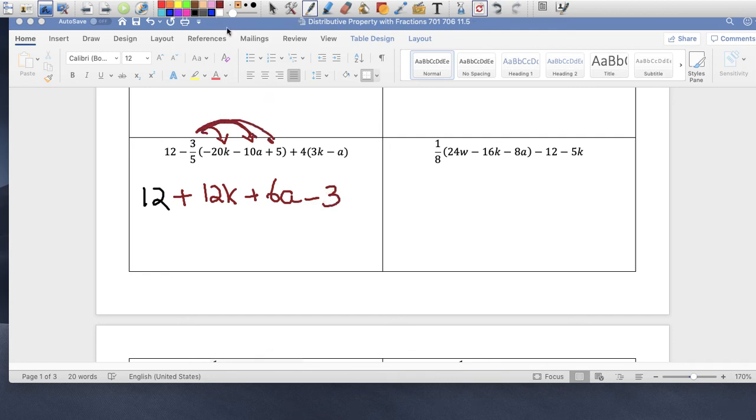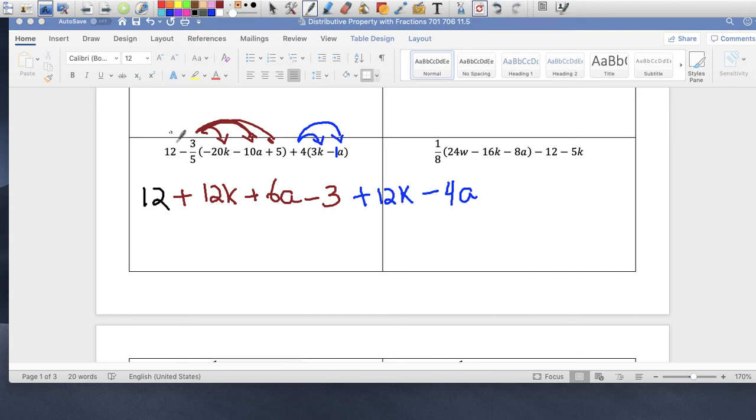Now I'm going to do the second parenthesis. So it's these two, positive times a positive, which is a positive, and 4 times 3 is 12k. And then positive times a negative is going to be a negative. Don't forget there's a 1 here. So 4 times 1 is going to be 4a. Can I combine like terms? Yeah, that's quite a few things I can combine in this problem.